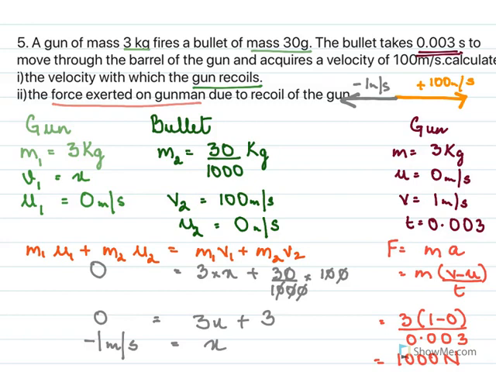So the gunman exerts a force of 1000 newtons to stop the recoil of the gun, which means the bullet also is moved forward with a force of 1000 newtons. Let me explain this point. Here the bullet moves forward with a force of 1000 newtons. By Newton's third law, there will be a backward force also of 1000 newtons exerted on the gun.